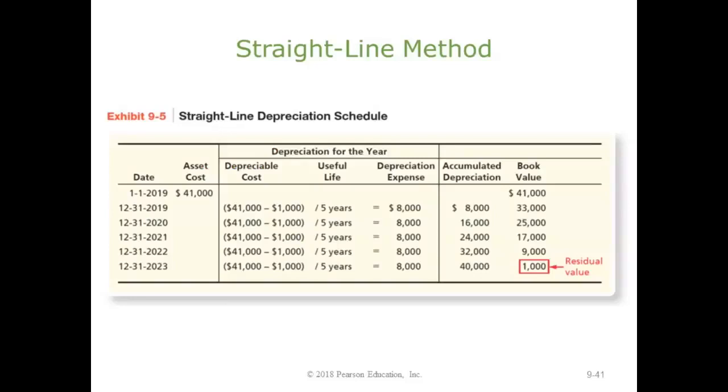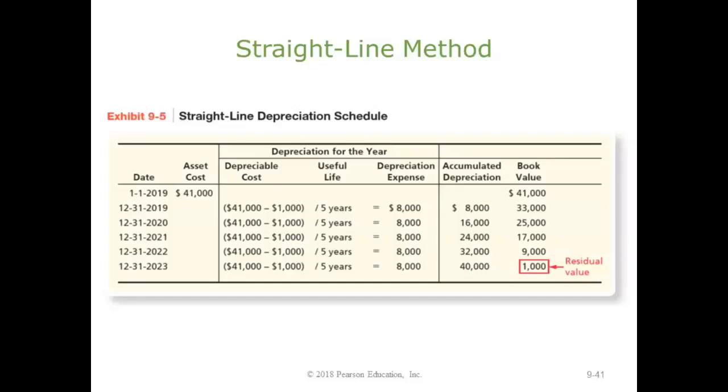Now, on the accumulated depreciation side, the accumulated depreciation number is always going to increase by $8,000 a year, okay, until we hit $40,000. Now, the accumulated depreciation of an asset can never exceed its depreciable cost, okay, so that's a good fact to know. Now, over on the book value side, this is my cost minus my accumulated depreciation. So again, I'm going to be taking $8,000 out of my book value every year until we hit year 5. And then we come up with a residual value of $1,000.